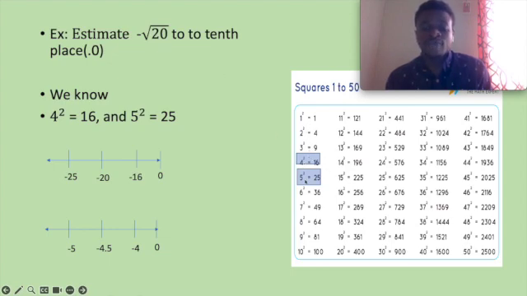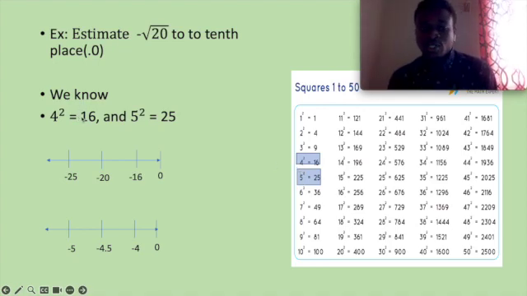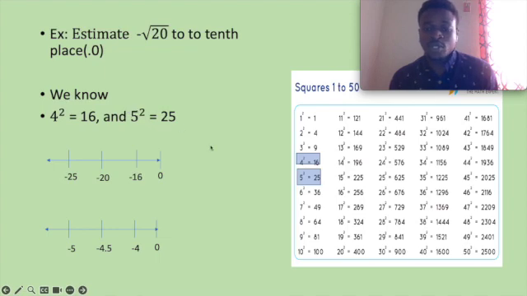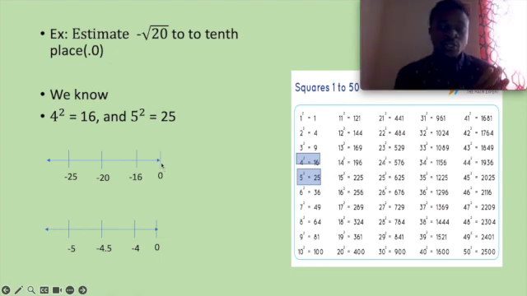We see 4 and 5. 20 would be right in between, because if we square root this number, we would get something right here. So, in saying that, we know 4 squared is 16. We know 5 squared is 25. So, in this number line, we can see how the number gets bigger as we go to the left, with negative 16 being 4 times 4, and negative 25 being 5 times 5.